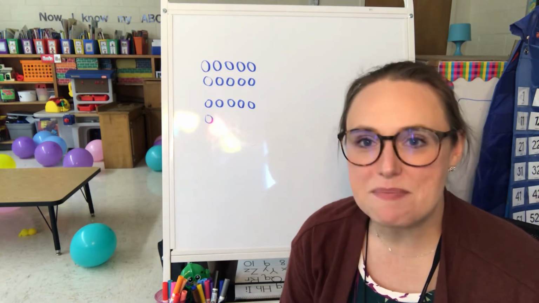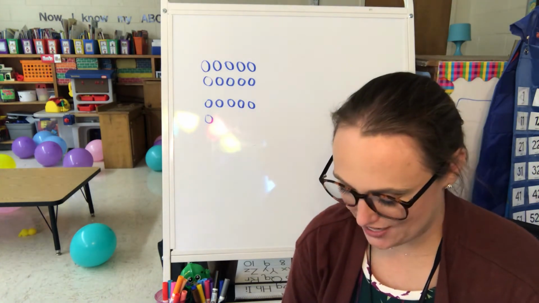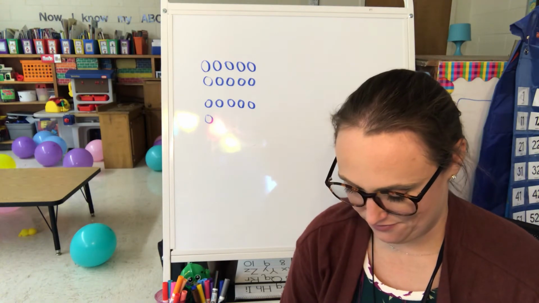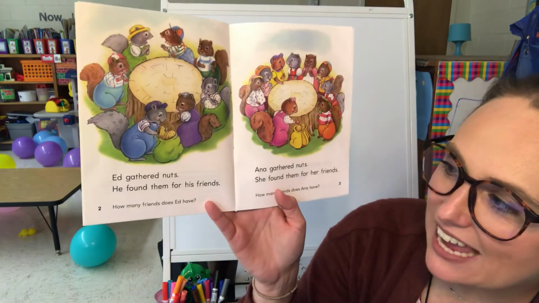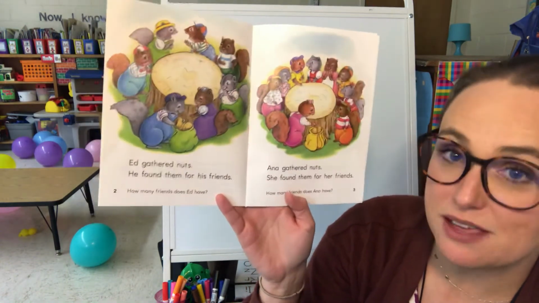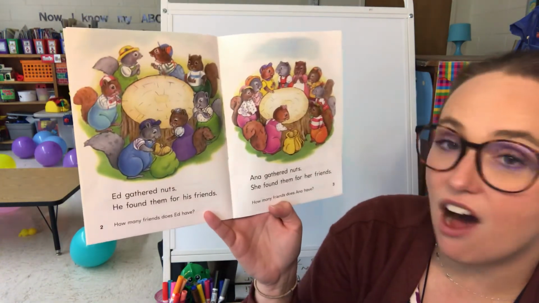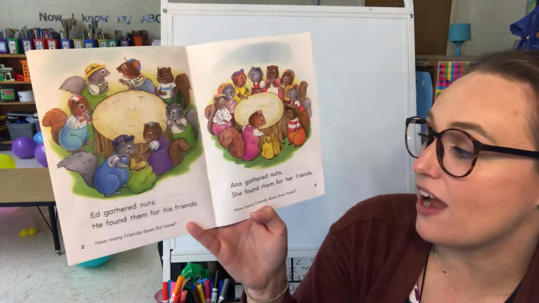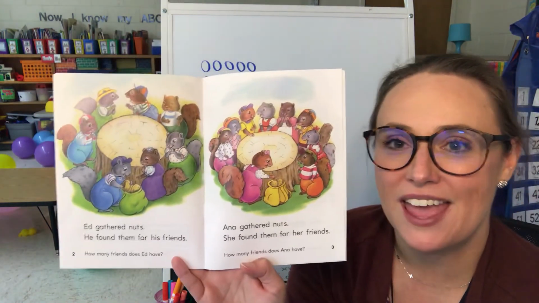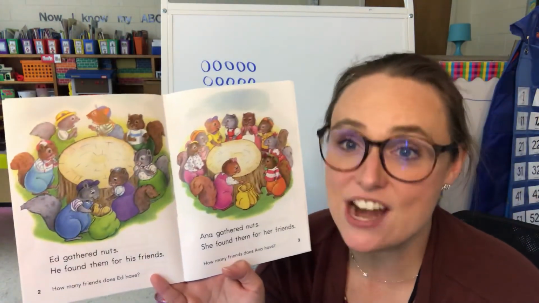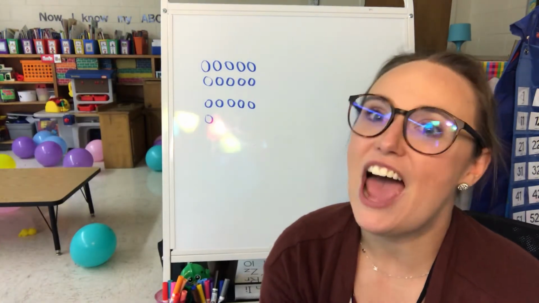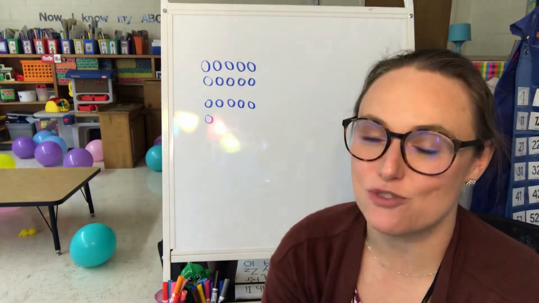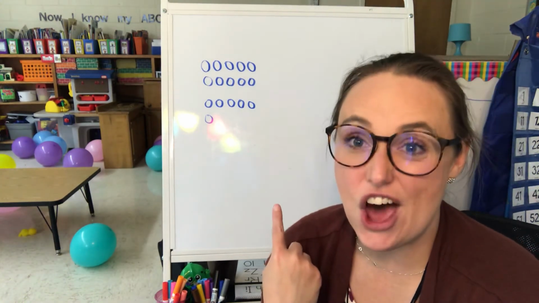It says, look at page 2 and 3. Ed gathered nuts. He found them for his friends. Anna gathered nuts. She found them for her friends. Tell me what Ed and Anna gathered. Nuts. That's right. Let's write nuts up here.